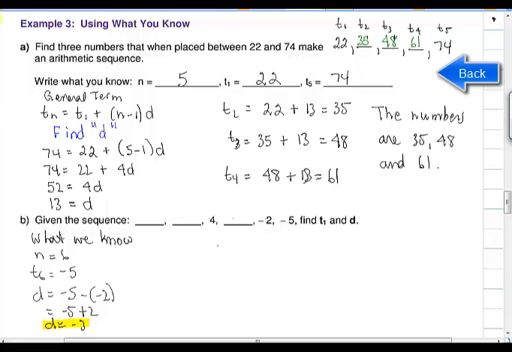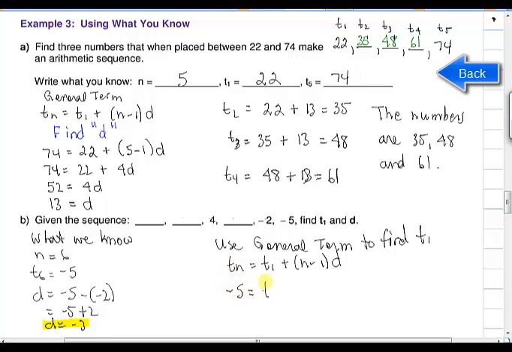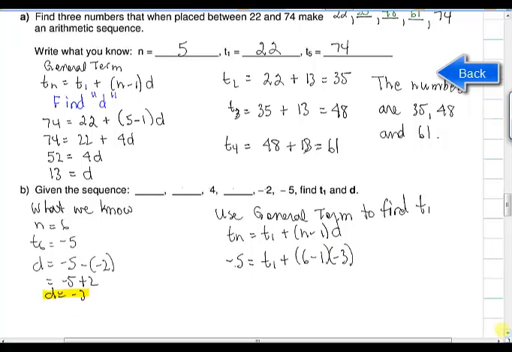Now we're going to find T1. We'll use our general term to find T1. All right, so T subscript n equals T1 plus n minus 1 times d. I know T subscript n because I have the last term in my sequence, which is -5. So it's actually T subscript 6, so that would give me -5. Don't know what T1 is. I know that n is 6, and I know that d is -3. Okay, and as you can see, we're going to be looking for T1.